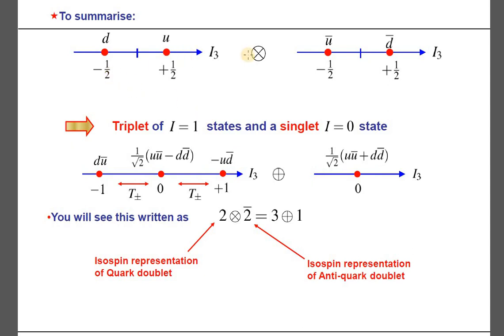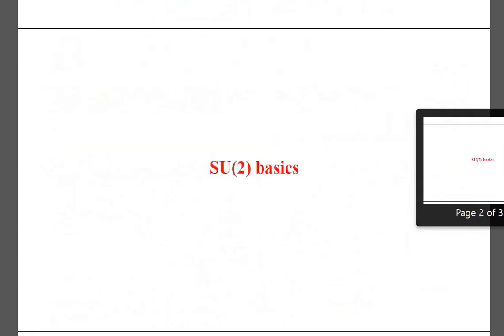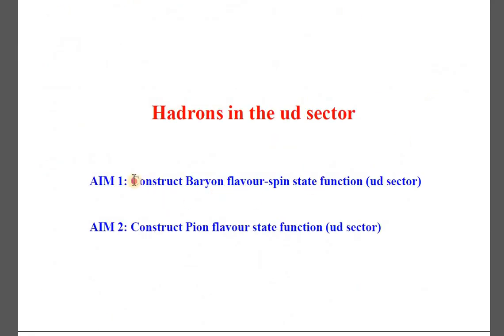So to summarize, this is what we have done: 2 cross 2 bar obtaining 3 plus 1. This is just the isospin representation of the quark doublet, and this is the same for the antiquark doublet. And so we have achieved the 2 aims that we wished to talk about. That means construction of the baryon flavor state function and the construction of the pi and eta flavor state function.